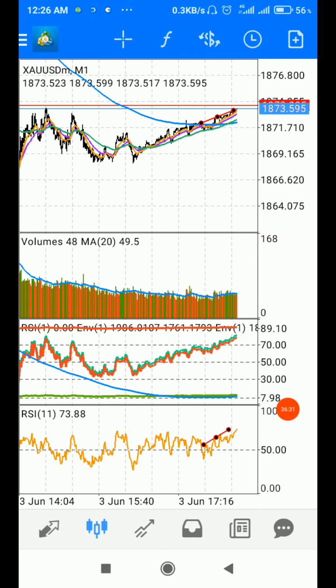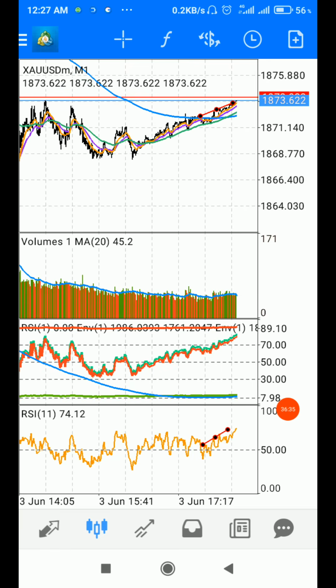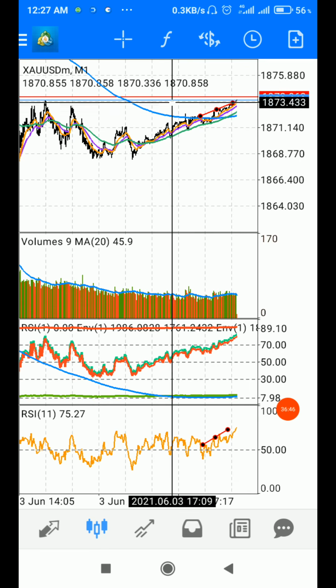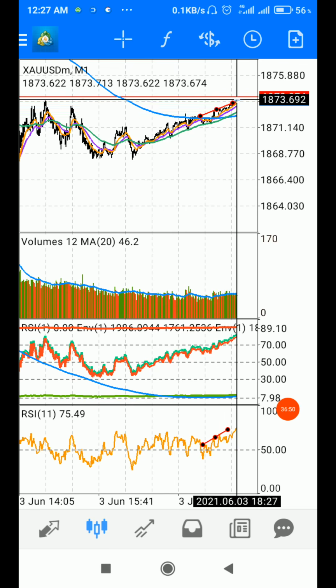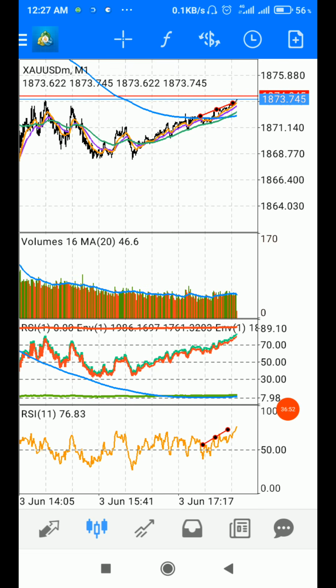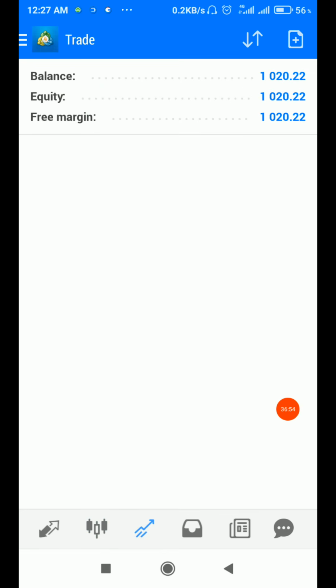I could hold the trade and I can get a huge profit from this trend, because the trend is just now hitting upwards, and following this trend you will definitely get a huge profit. So just follow the instructions given here.